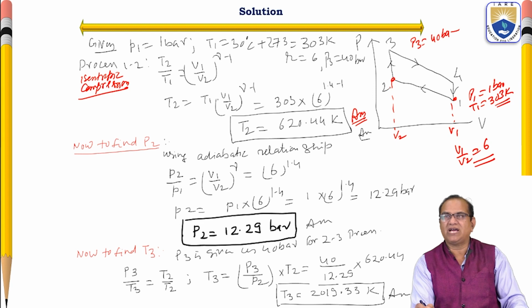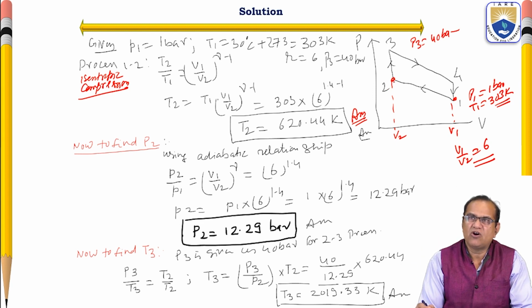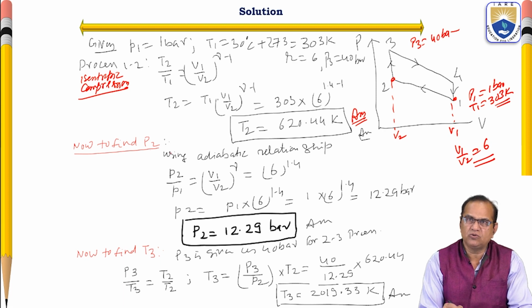Now we have to find out the T2 in this. The pressure of this we have to find out. So now to find the P2, we again have to find out the relation with adiabatic compression 1 to 2.